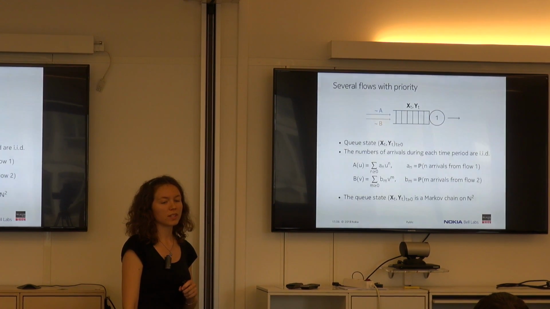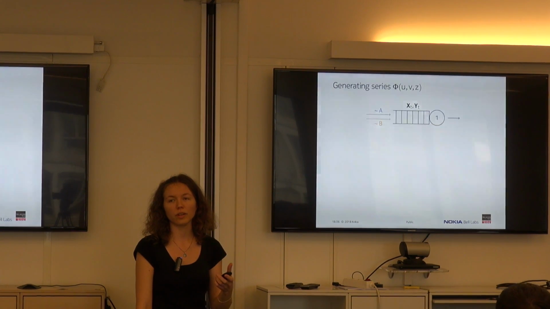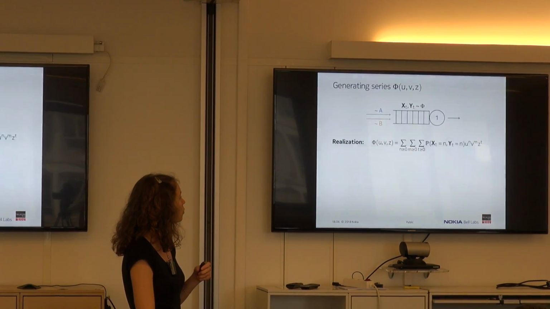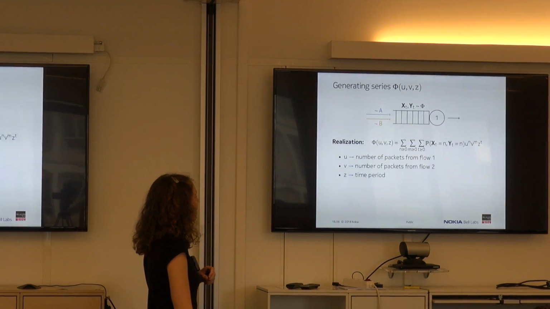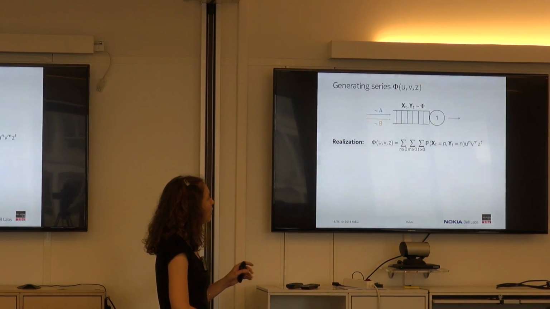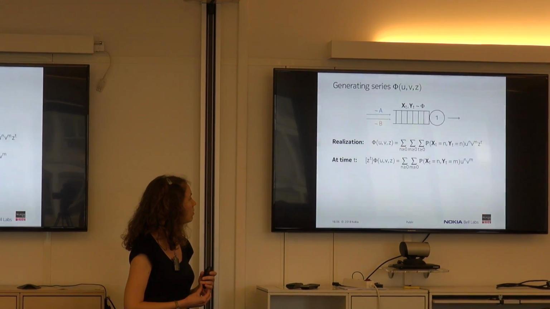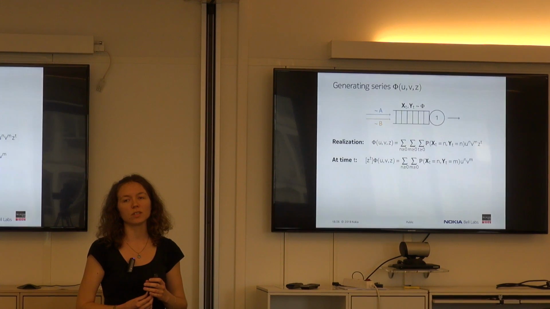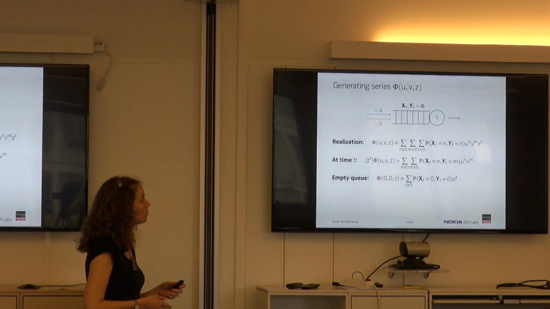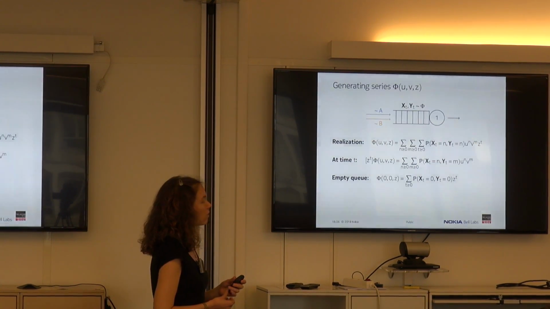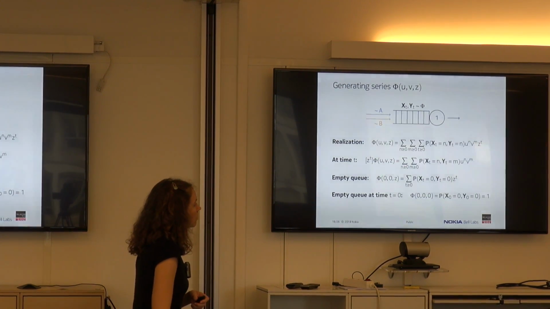Again, this is a Markov process, and so we can study it as before. Now we have a generating series with 3 variables: u, which corresponds to the number of packets from flow 1, v for the number of packets from flow 2, and z for the time period. And so again, we can look at our generating series to see what it gives. Again, the coefficient of z^t gives you the distribution of the state of the queue at time t. The empty queue is phi of 0, 0, z as before. And the empty queue at time 0 is phi of 0, 0, 0.